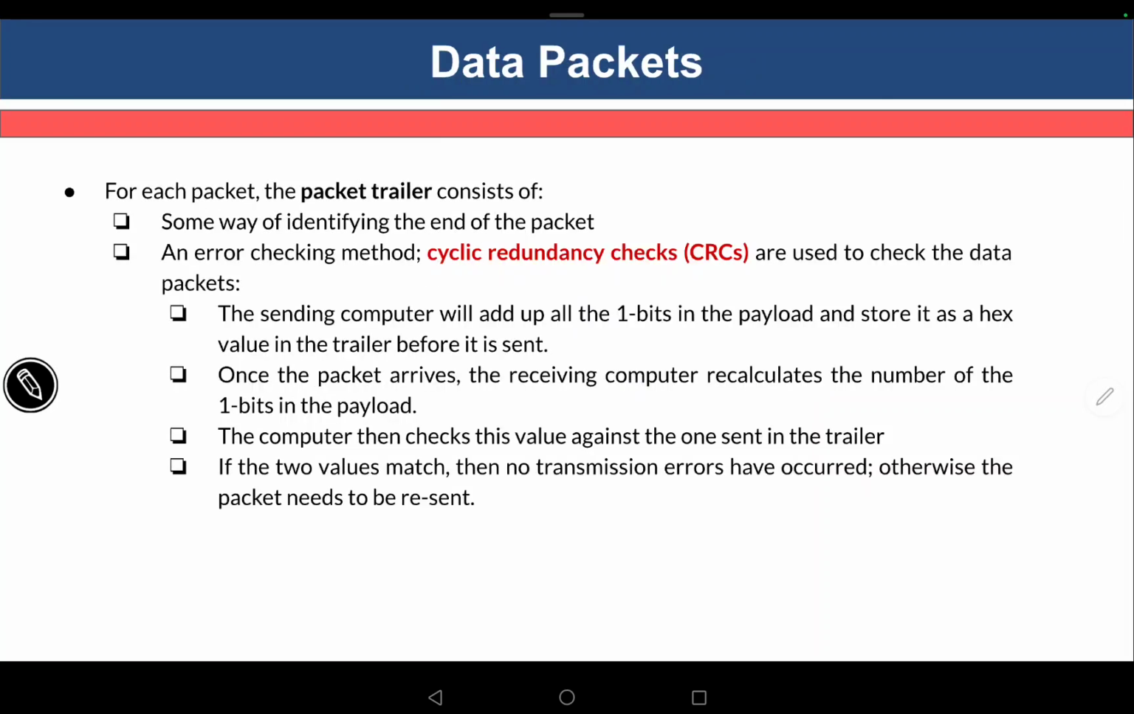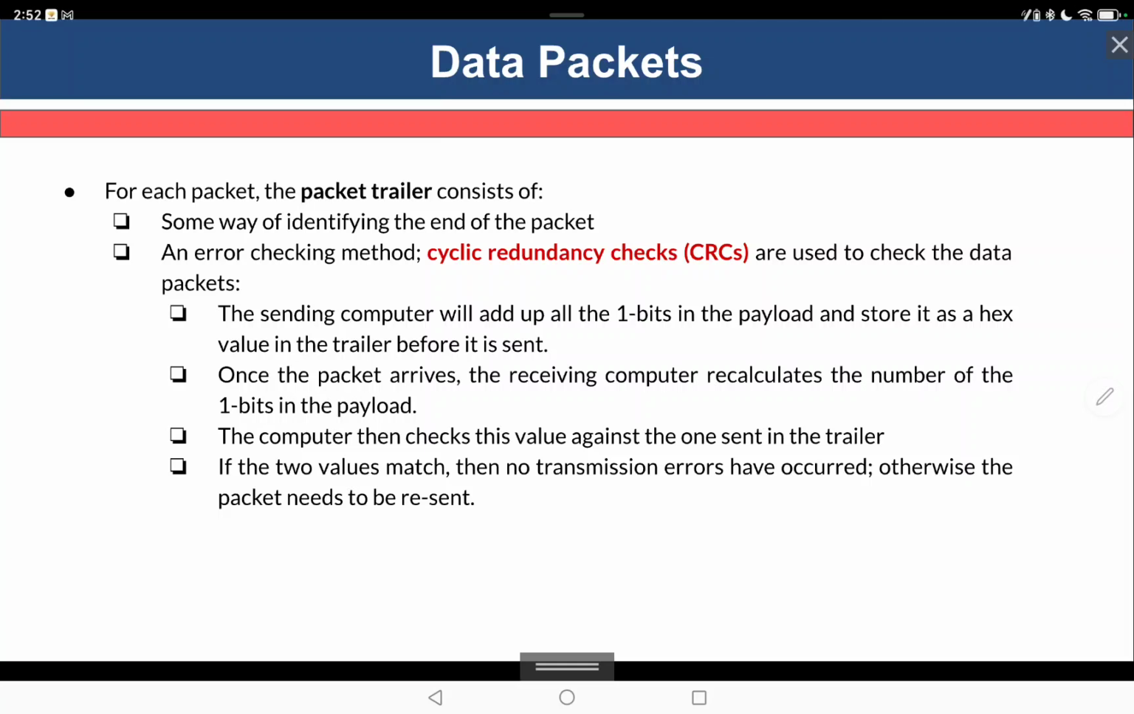Lastly, we have the packet trailer. In the packet trailer, we will have some way of identifying that this is the end of the packet. Also, we will have an error checking method, which is cyclic redundancy check. This error checking method is used to ensure that the data that arrives has no error.